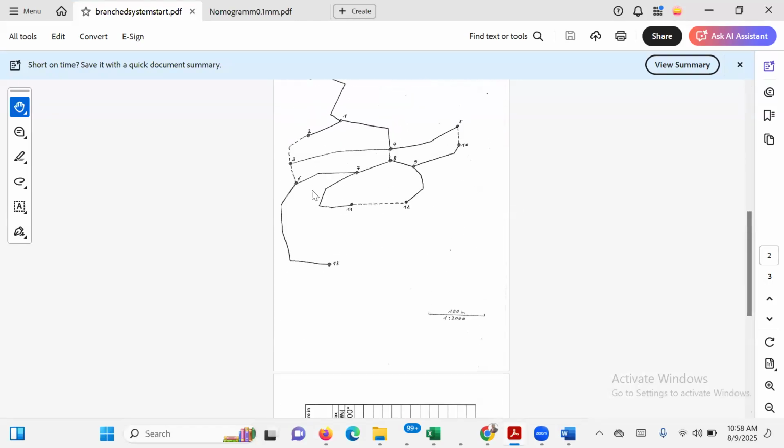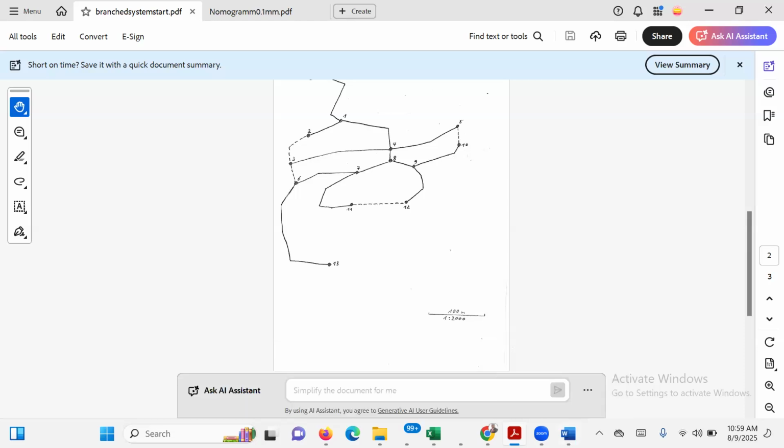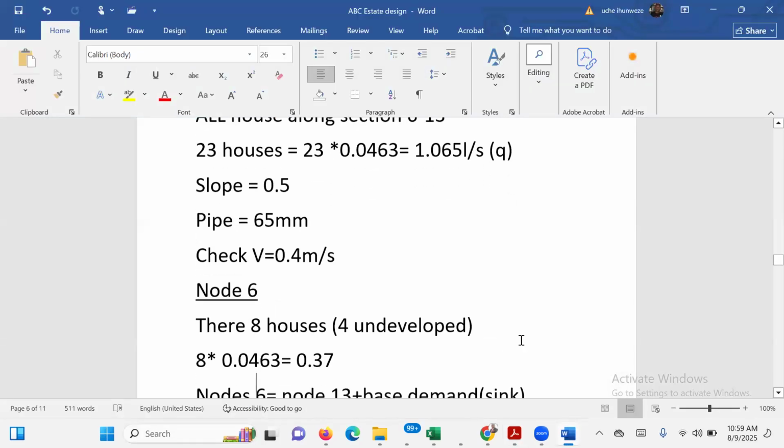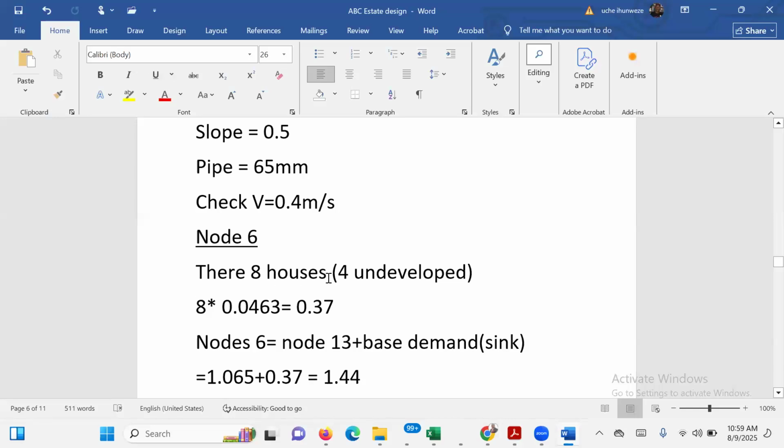Yes, so node 6 here is now all the houses lying between 7 and 6. When I get the value, I will now add it to the value I already got for 13, because node 6 is upstream. In this case, there are eight houses, 4 are undeveloped. So I'll simply say 8 multiplied by this. The answer is 0.37. But that is not the demand at node 6. That is only the sink. I call it sink. That is only the sink at node 6.